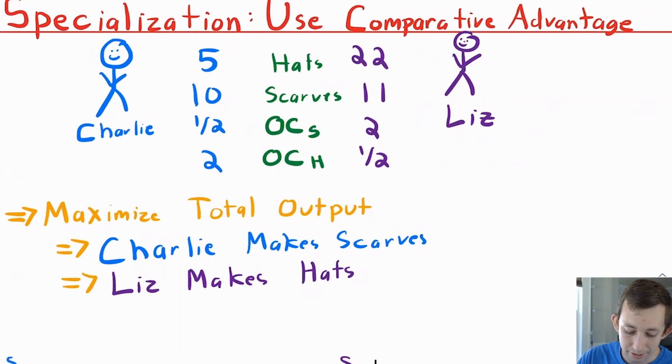So since Charlie has a lower opportunity cost in terms of scarves, we would say that Charlie should make scarves. Since Liz has an opportunity cost of making hats that is much less than Charlie's, we should have Liz make hats. So each person is going to only make the good in which they specialize. By specializing, we mean the good in which they have a lower opportunity cost and so have the comparative advantage.